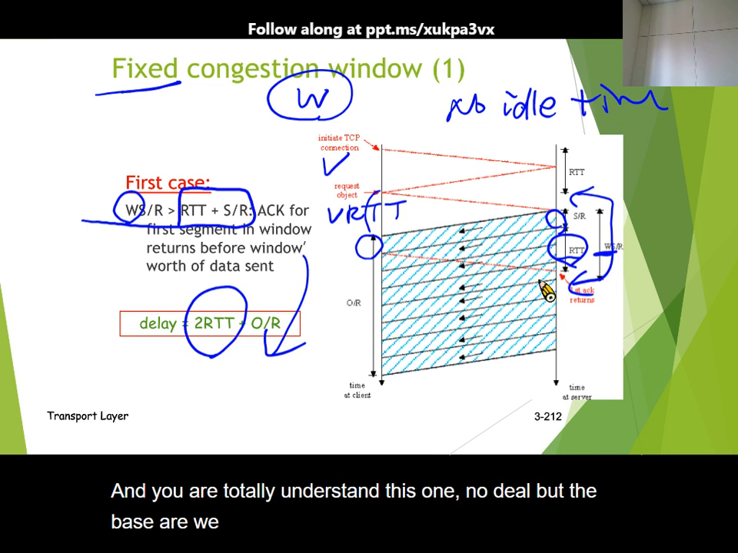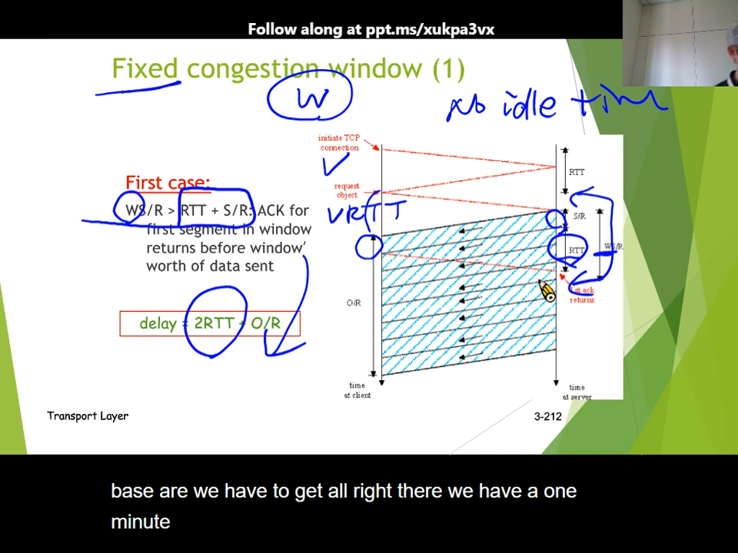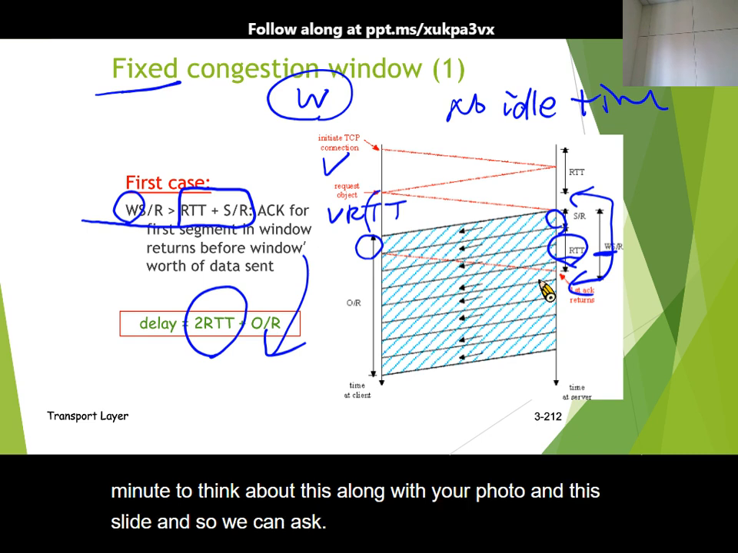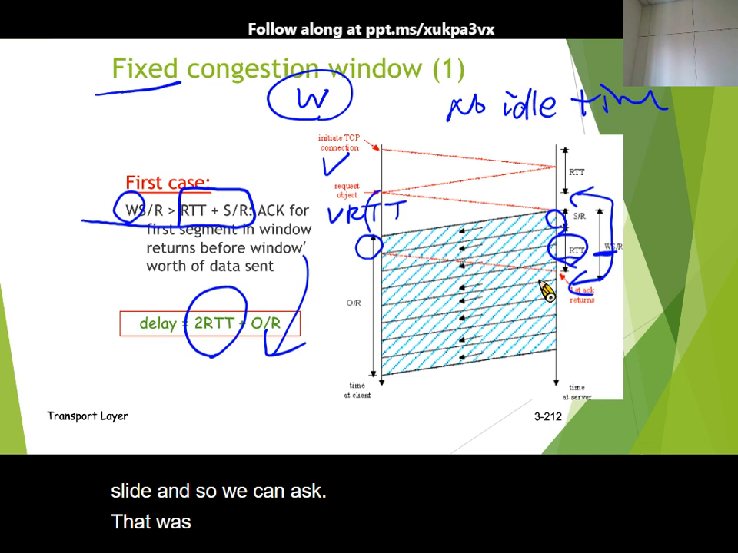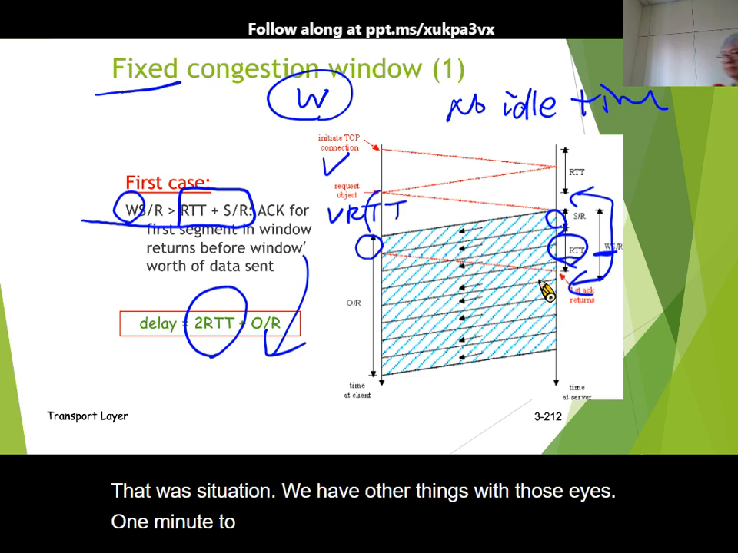All right, now you have 1 minute to think about this, along with your photo and this slide, so that you can understand the first situation. We have the fixed window size. 1 minute to discuss with your neighbors.